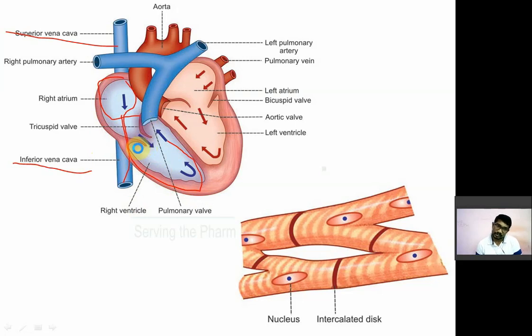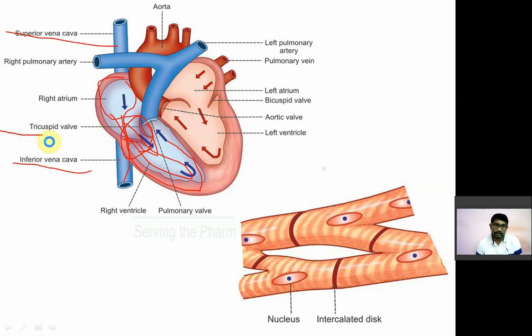Valve means this structure, and this structure will prevent the backflow of blood. Once blood has come from the atrium into the ventricle, it should not go back from the ventricle to the atrium. For this there is a valve, a gate. This gate between the right atrium and right ventricle is known as the tricuspid valve or atrioventricular valve.